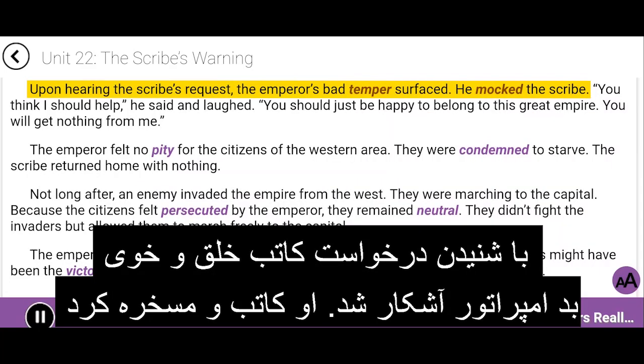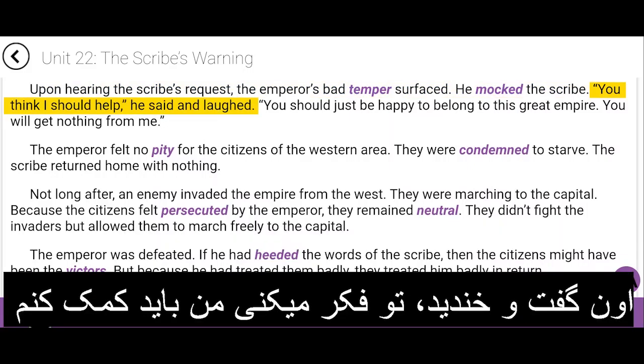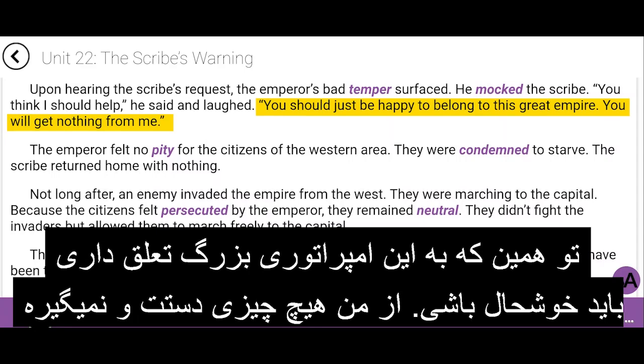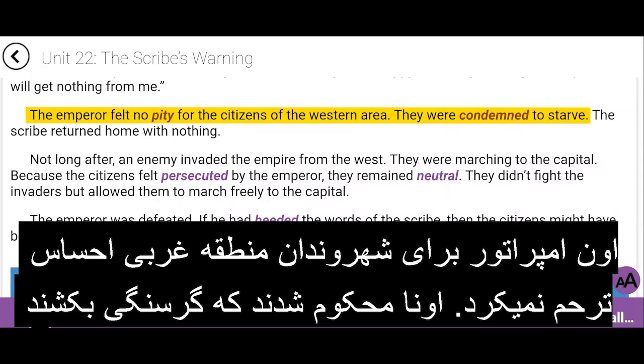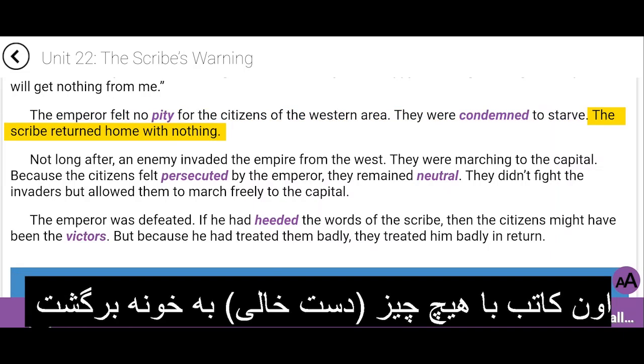Upon hearing the scribe's request, the emperor's bad temper surfaced. He mocked the scribe. "You think I should help?" he said and laughed. "You should just be happy to belong to this great empire. You will get nothing from me." The emperor felt no pity for the citizens of the western area. They were condemned to starve. The scribe returned home with nothing.